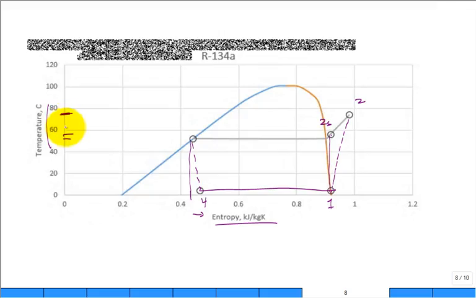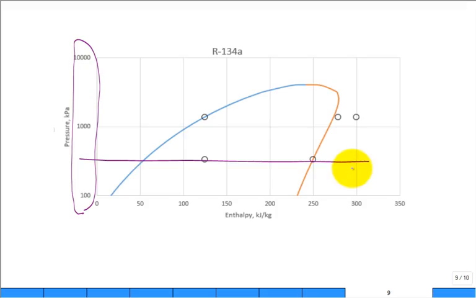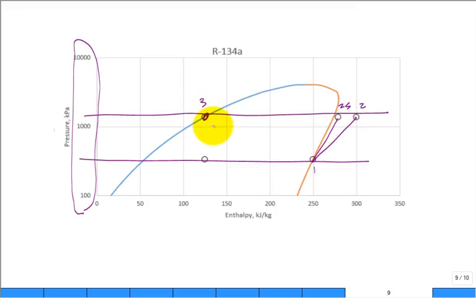All right? What does it look like on your pH diagram? Again, look at the axis on the pressure. That is not a linear axis, so that's a log axis. This is your evaporator pressure. This is your condenser pressure. From 1 to 2s, it's slightly superheated, to actual, much more superheated. And then you have saturated liquid at state 3, and then straight down on the enthalpy for state 4.